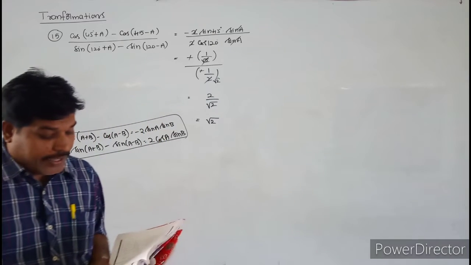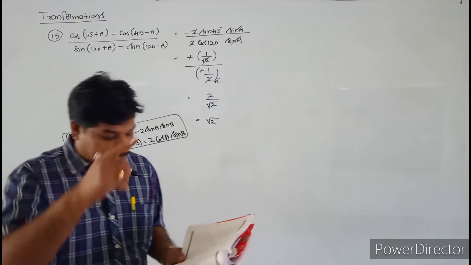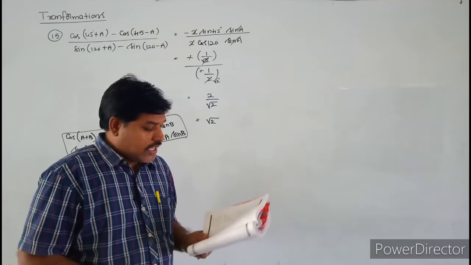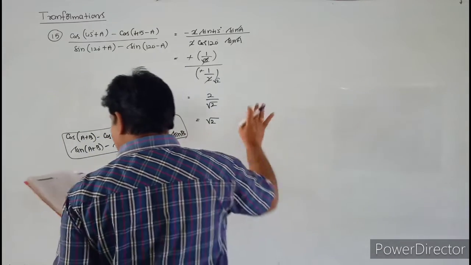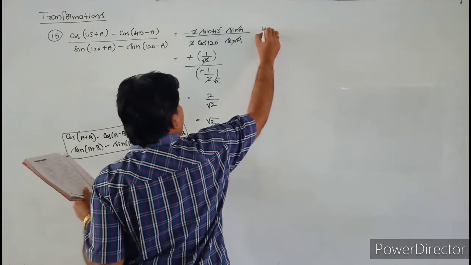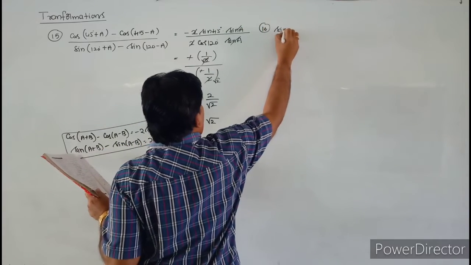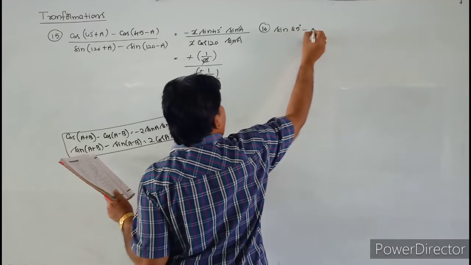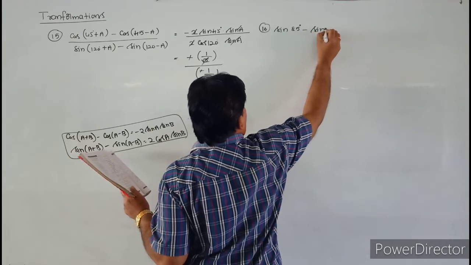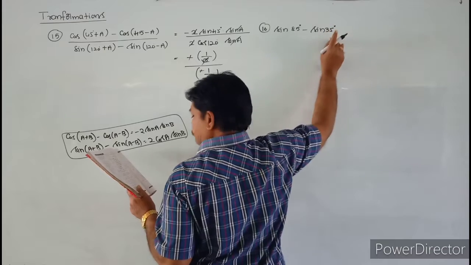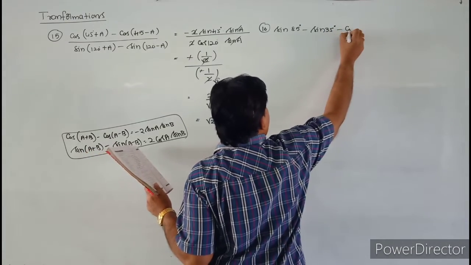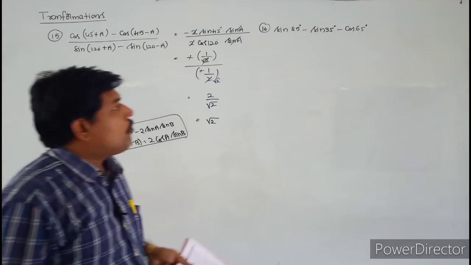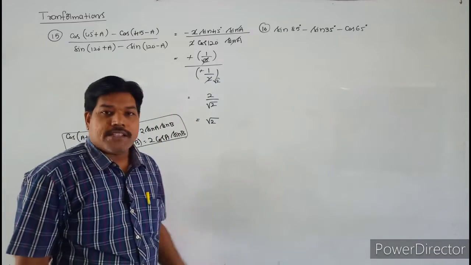See the next question, students. See the question number 16. Sin 85 degrees minus sin 35 degrees minus cos 65 degrees. Sin 85 minus sin 35 minus cos 65.